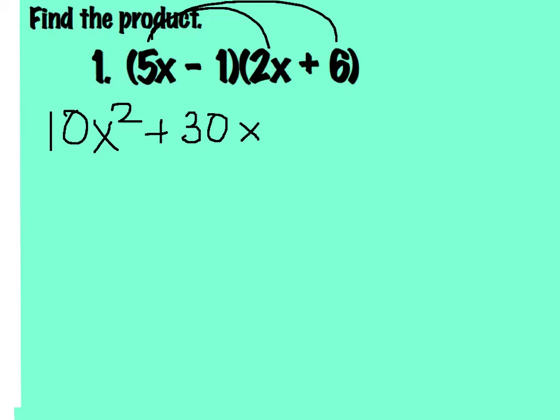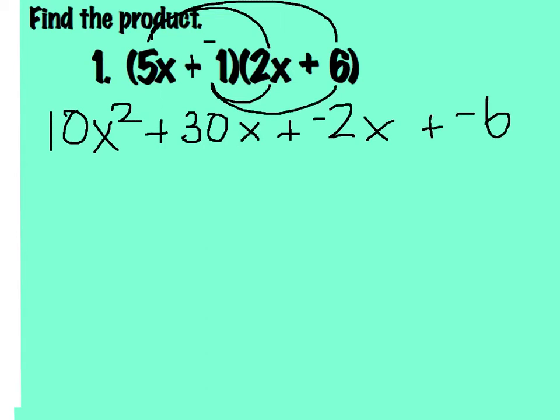Now I have a minus 1, so I'm going to remind myself that that's really negative 1. So negative 1 times 2x is negative 2x. And then my last terms are negative 1 times 6, which is going to give me negative 6. Now at this point, I want to double check to see if my answer is in standard form, and I want to check to make sure that all my like terms are combined. So I see here that I could add these two terms because they're like. So I'm going to go ahead and simplify.